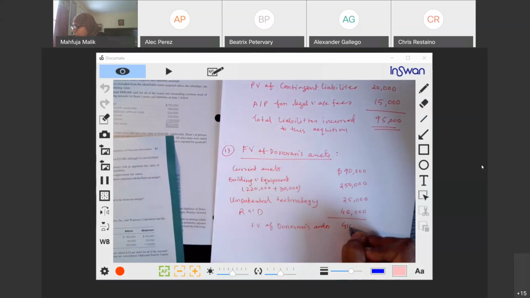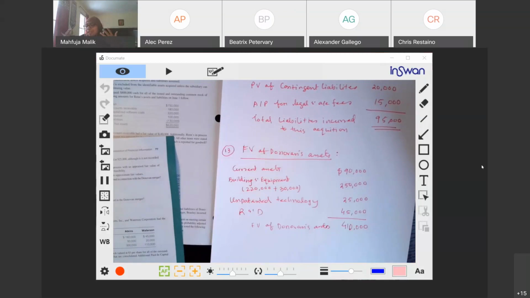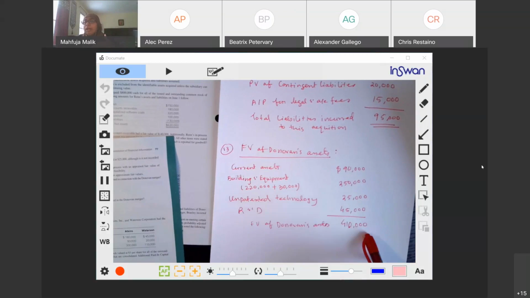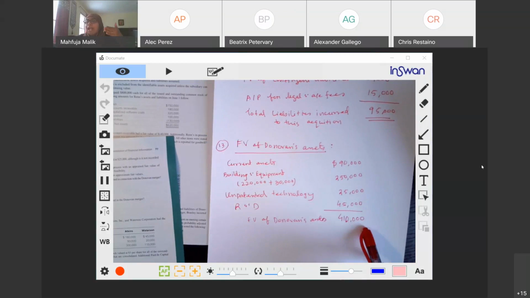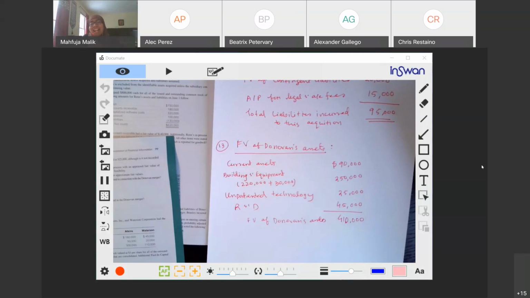So of course, when it's asking the assets that Beasley is going to record, we will record Donovan's assets as per the fair value. And I told you that you also need to calculate goodwill. So now we got the fair value of Donovan's assets. Good, we are good here. Now can we calculate the goodwill very quickly? You already did it many times.